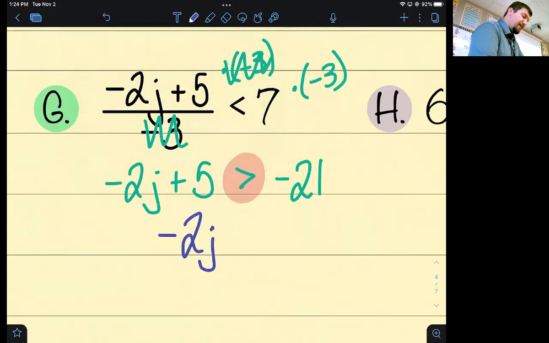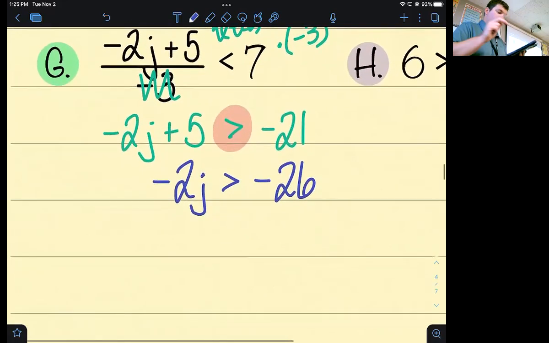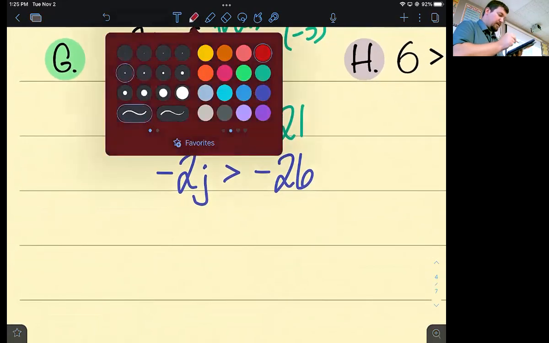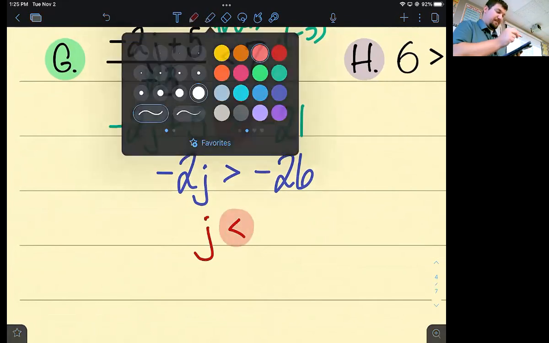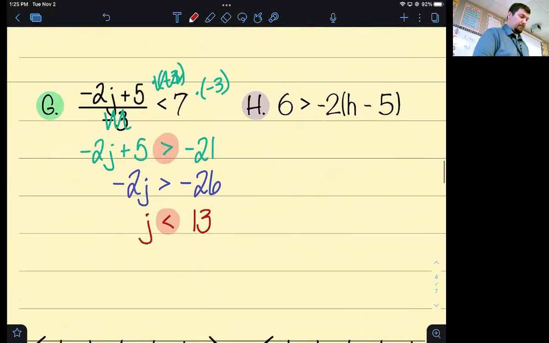Okay, so when I subtract 5 from -21, that's going to give me 26. Okay. And then Dawson, how do I finish this? And so when I divide by -2 on both sides, two things are going to happen. Sign flips again back to how it was originally, and you get 13. That's right, positive 13. Nothing you guys haven't seen before here.